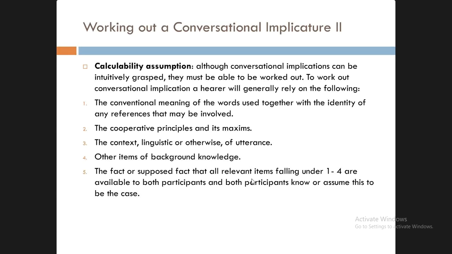Working out conversational implicature, 2. Calculability assumption. Although conversational implicatures can be intuitively grasped, they must be able to be worked out. To work out a conversational implicature, a hearer will generally rely on the following: 1, the conventional meaning of the words used, together with the identity of any references that might be involved; 2, the cooperative principle and its maxims; 3, the context, linguistic or otherwise, of the utterance; 4, other items of background knowledge; and 5, the fact or supposed fact that all relevant items falling under 1 to 4 are available to both participants, and both participants know or assume this to be the case.